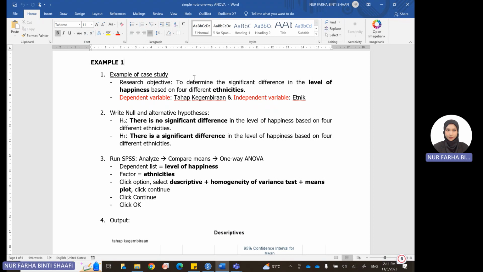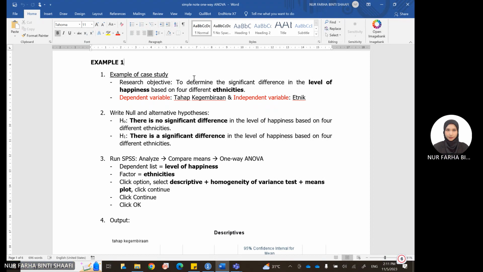H1, the alternative hypothesis: there is a significant difference in the level of happiness based on 4 different ethnicities. Meaning that, for example, this is not a racist class. We are talking about ethnic, that's why I'm mentioning Malay, Chinese. Oh, doctor is Malay, I'm Chinese. Why saying Malay? No, we are talking about ethnic. For example, this alternative hypothesis says there is a significant difference in level of happiness. Might be Malay is happier than Chinese. We don't know.